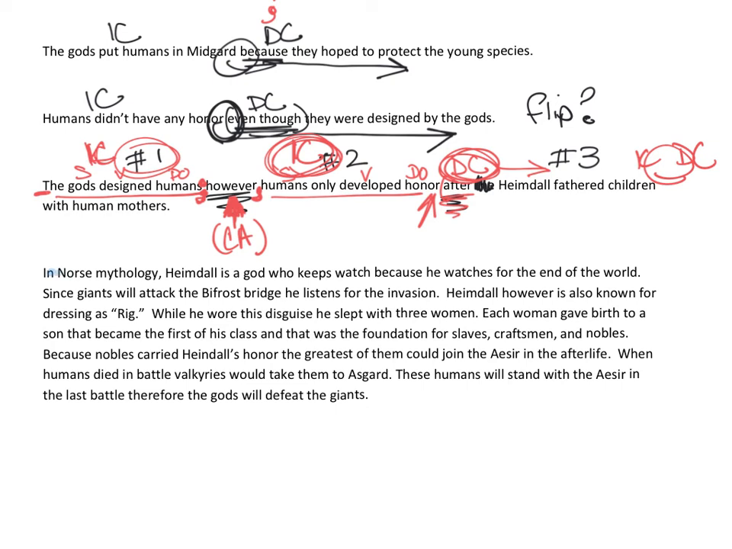In Norse mythology, Heimdall is a god who keeps watch because he watches for the end of the world. How would you rewrite that? Or write that? Since giants will attack the Bifrost Bridge, he listens for the invasion. How would you write that?